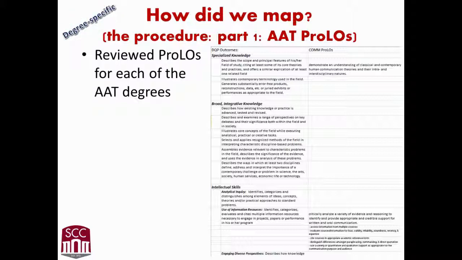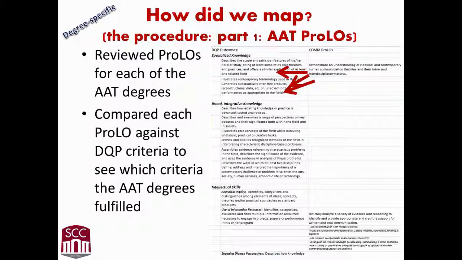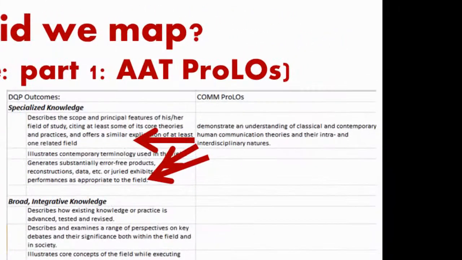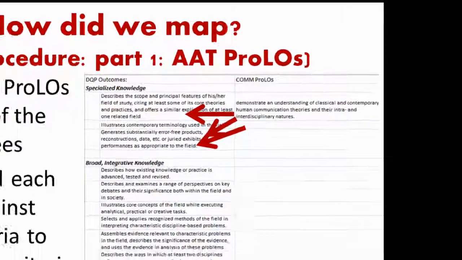The first step was to review the program learning outcomes for each of the AAT degrees. Then we compared each of the program learning outcomes of the degrees against the DQP criteria to see which criteria the AA degrees' program learning outcomes fulfilled. So for example, in this case, we're looking at the communication program learning outcomes and how they matched up with specialized knowledge in the DQP outcomes or intellectual skills.